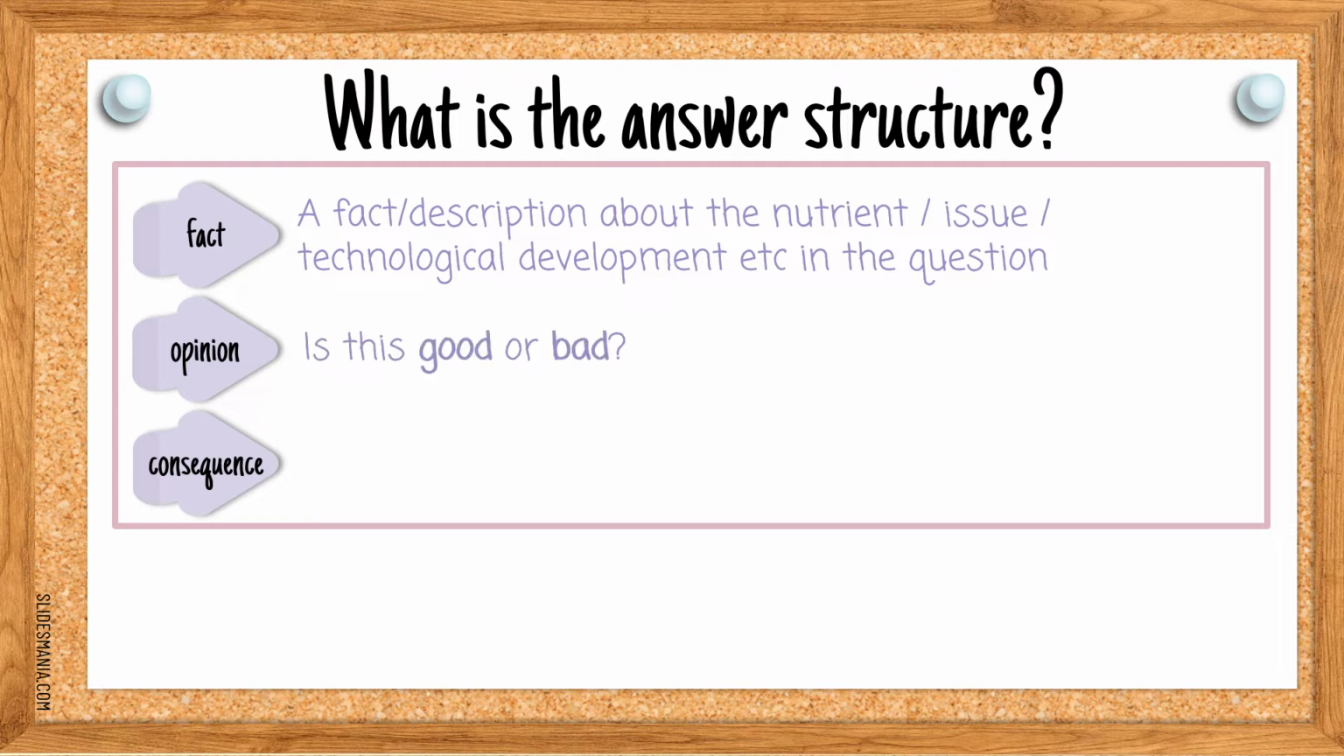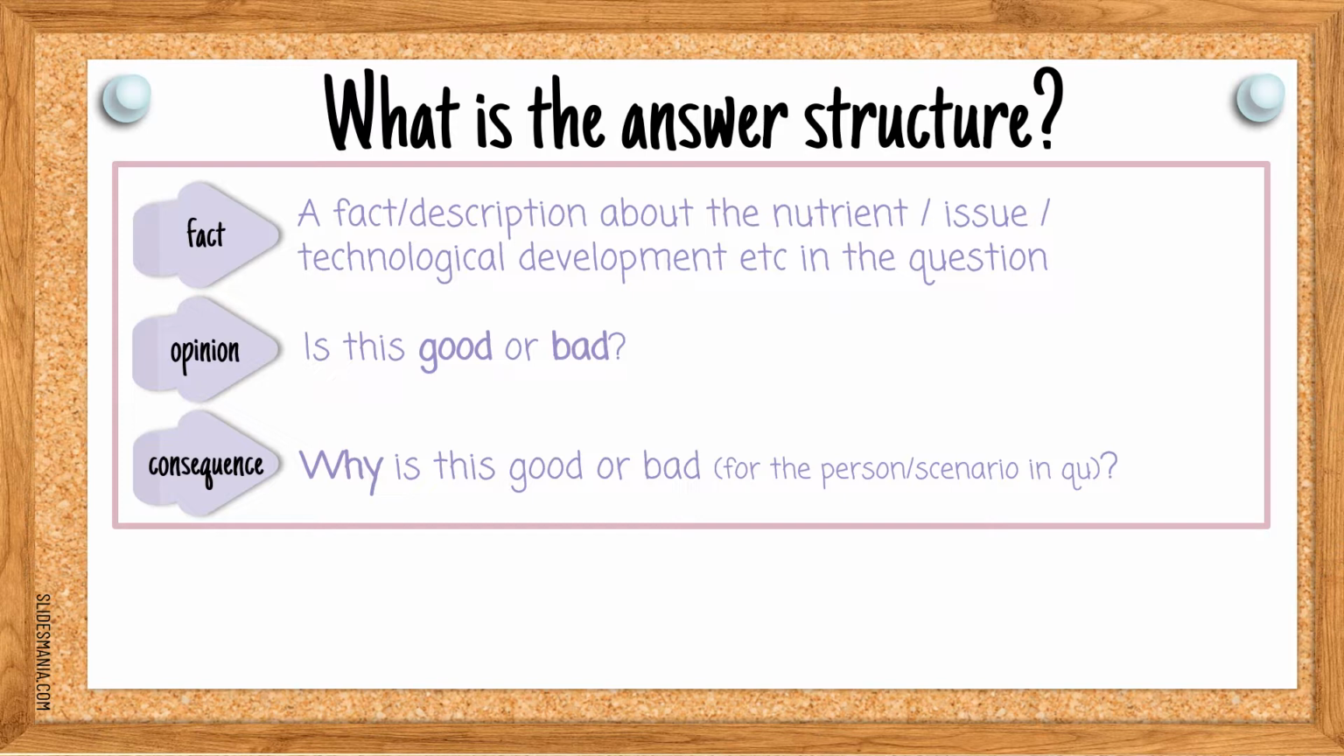You then want to give an opinion. So this is, is this a good or a bad thing? Is this suitable or unsuitable? And then you want to give your consequence. So you want to explain why is this a good or a bad thing? And if there is a person or a scenario given in the question, then you want to explain why this is a good or a bad thing and be specific to them.